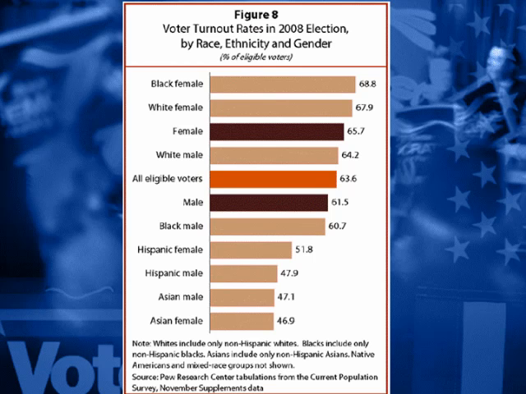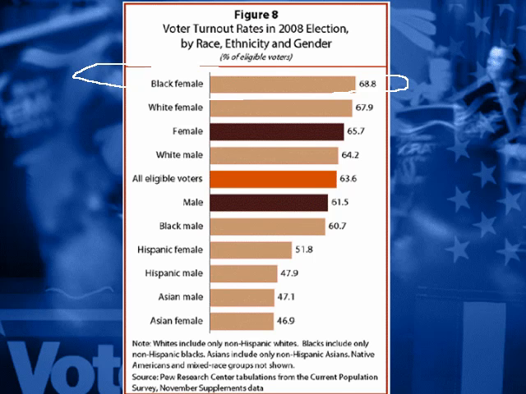Oh, and I thought this graph was particularly interesting. This is the 2008 election, and the number one group to vote in America in the 2008 election were black females at 68.8%, obviously mobilized by Obama and the strong Democratic platform. White females were next.